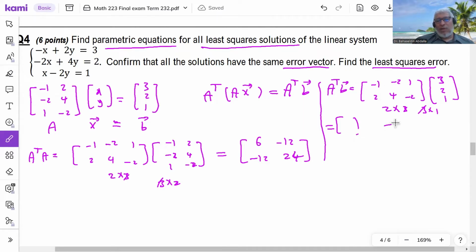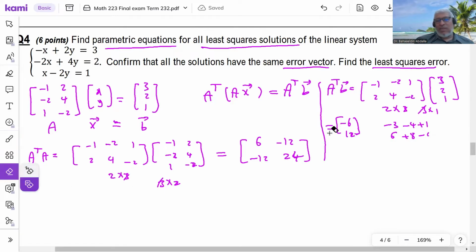Negative 3 minus 4 plus 1. Negative 7 plus 1, that's negative 6. 2 times 3, 6. 4 times 2, 8. Minus 2, this is 12.